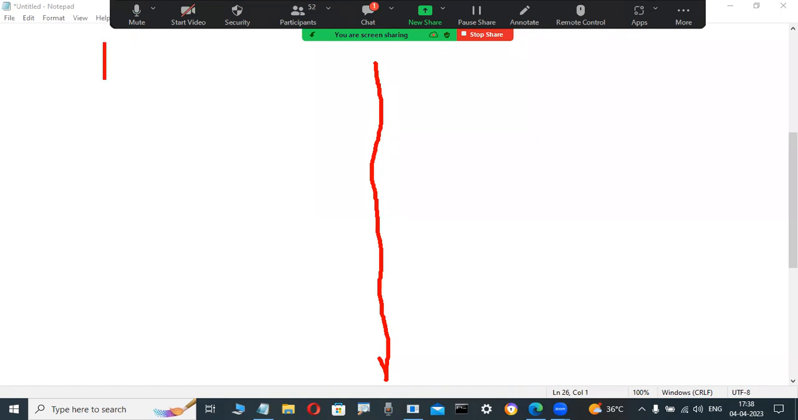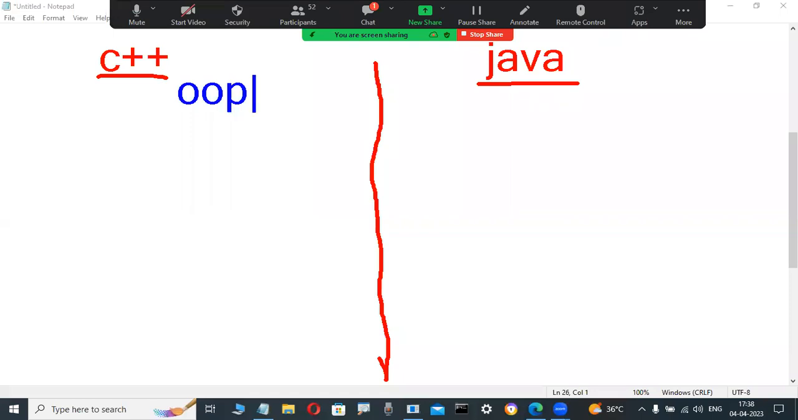Observe here, concentrate. Suppose C++ is an object-oriented language. I agree, slowly observe, easily understandable even for a non-technical person. Java is an object-oriented language. I'm taking two languages only, for comparison purposes. Since C++ is an object-oriented language, C++ has OOPS features, object-oriented features.